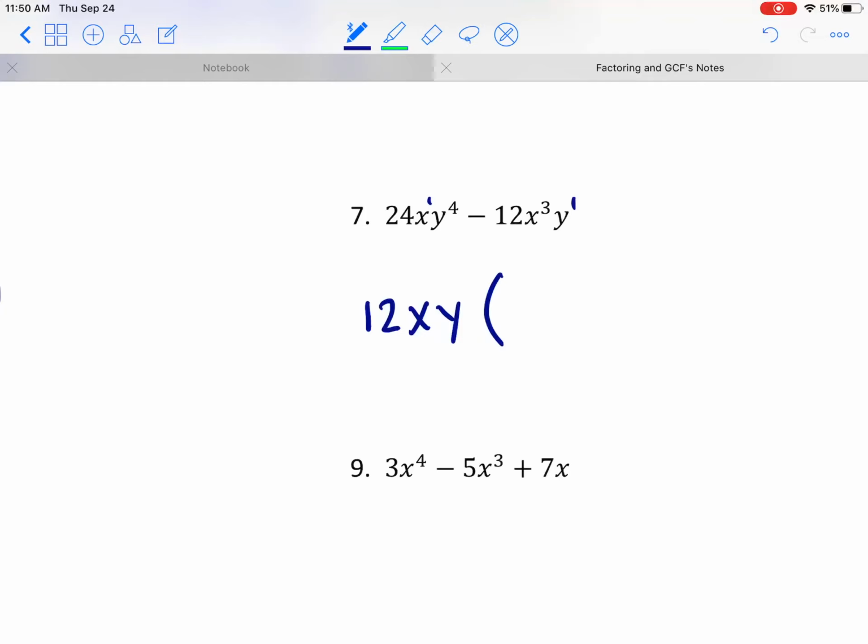And now we're going to divide to figure out what goes in the parentheses. So 24 divided by 12 is going to be 2. And if I get rid of an x and a y, then I won't have any x's left. I'll just have 3 y's left. Okay? Negative 12 divided by 12 is going to be a negative 1. And then I'm going to get rid of an x and a y, so I'm just going to have x squared left, and then we're good. And again, if you don't want this 1 there, that's an optional 1, so it doesn't have to be there.